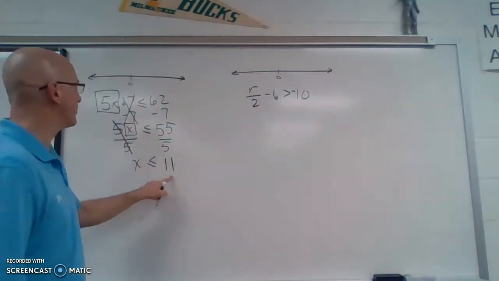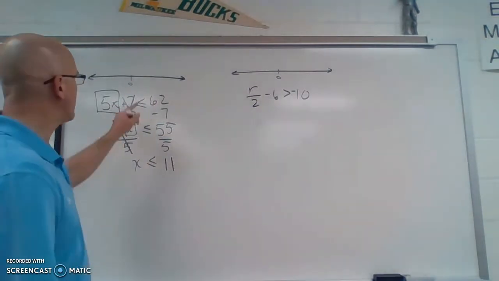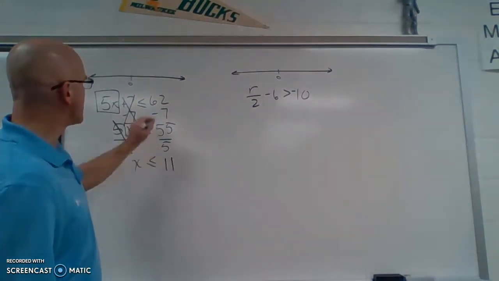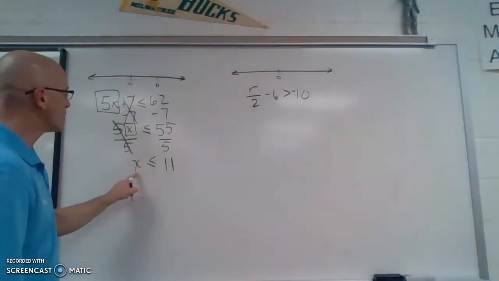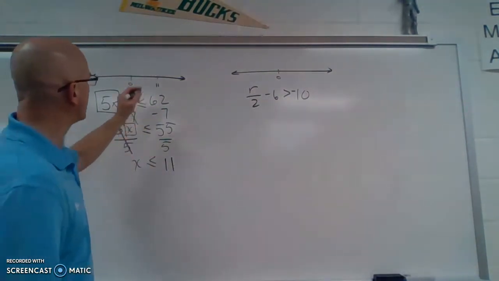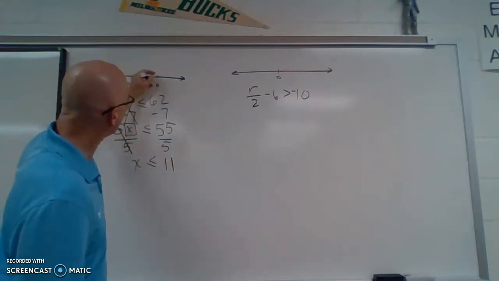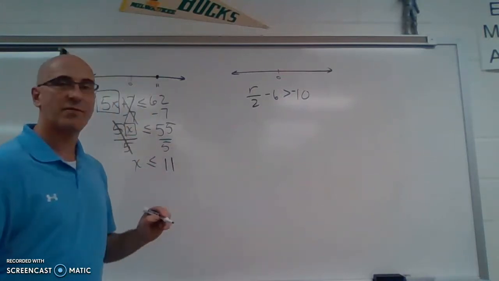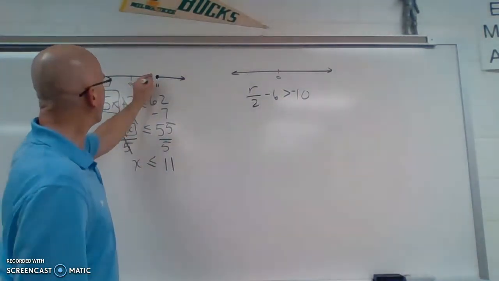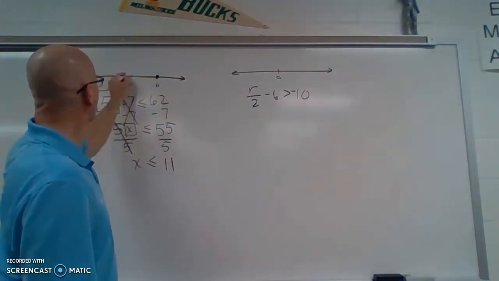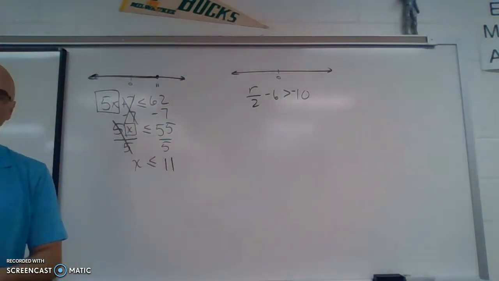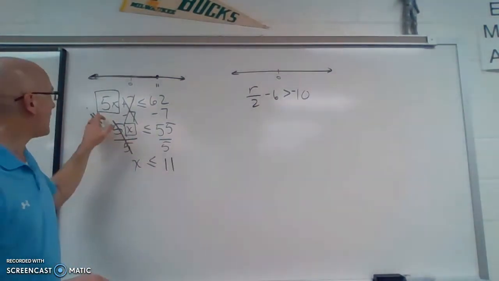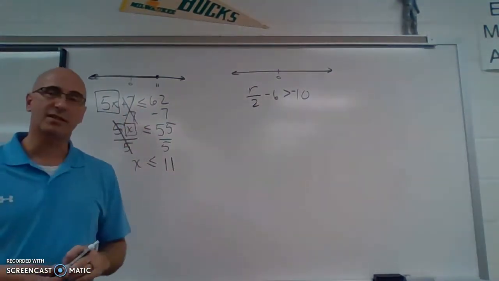Now we can graph it. I already have a number line up here, so our important point is 11. I'm just going to put 11 right over there. So less than or equal to 11. Since it's less than or equal to, we are going to do a filled in dot. And it's less than, so therefore I'm going to shade everything to the left. And that is your solution to 5x plus 7 is less than or equal to 62.